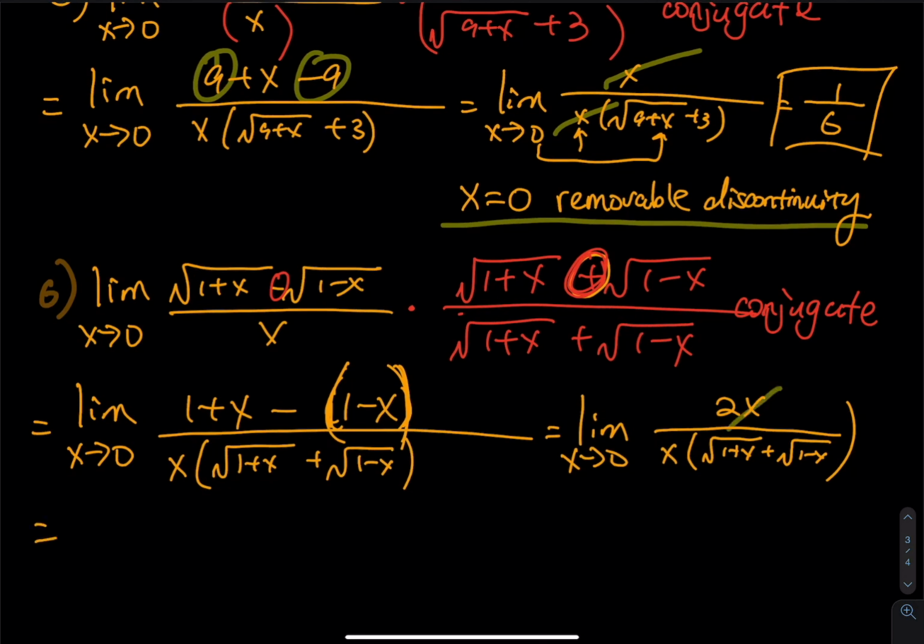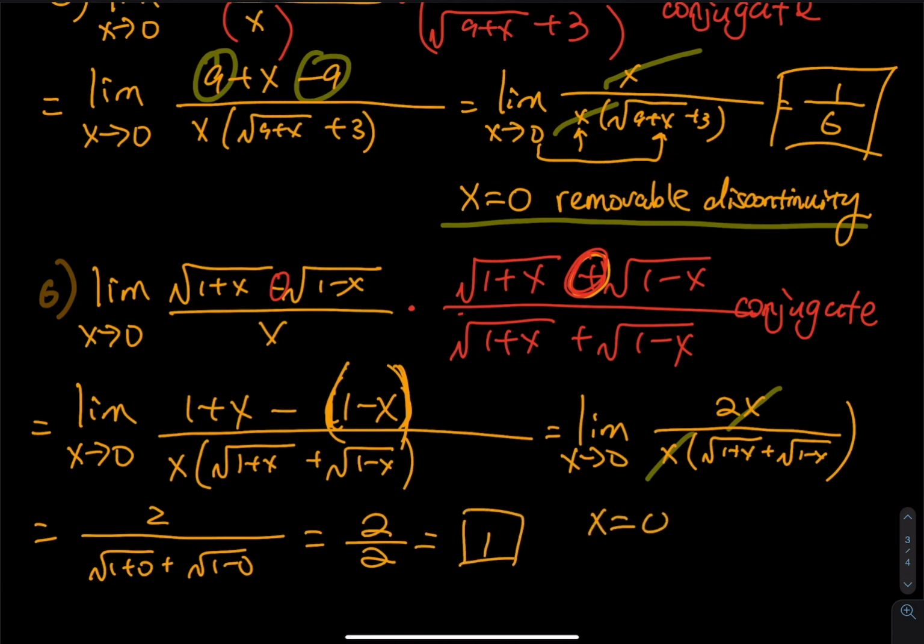So our biggest enemy is now removed. And then you plug in 0. So you have the square root of 1 plus 0 plus the square root of 1 minus 0. So that is 2 divided by 2, which equals 1. Since we got rid of x, and when x equals 0, we call this a removable discontinuity.